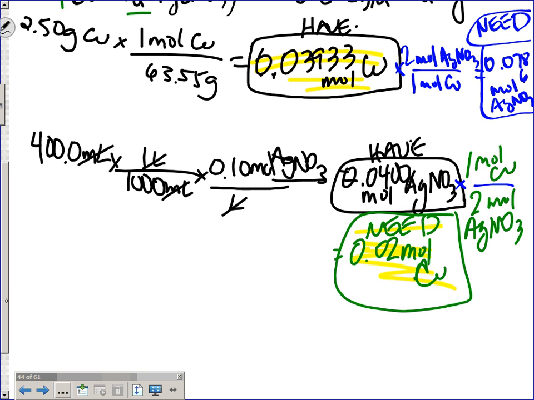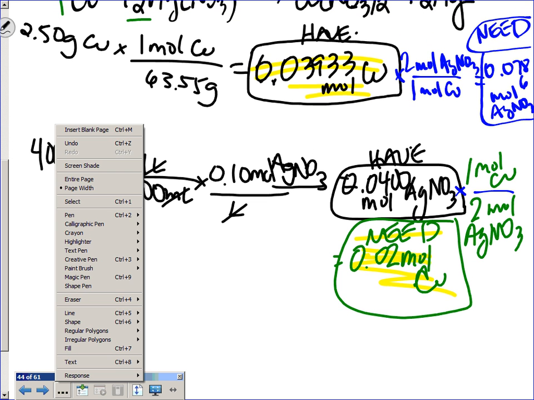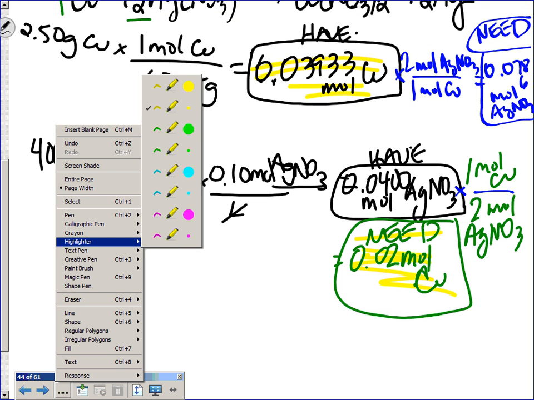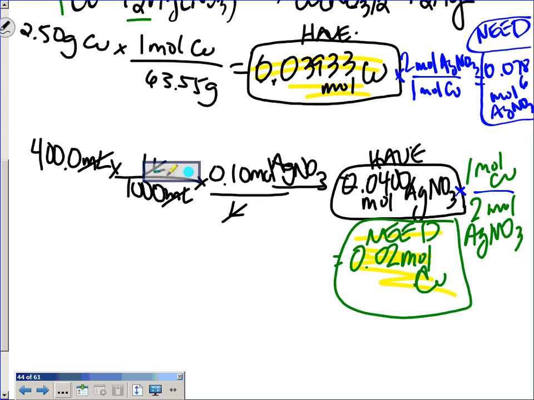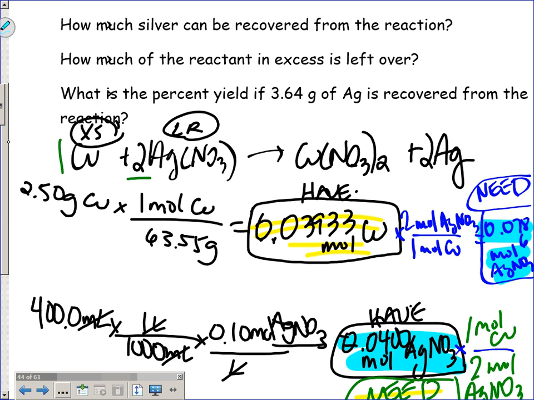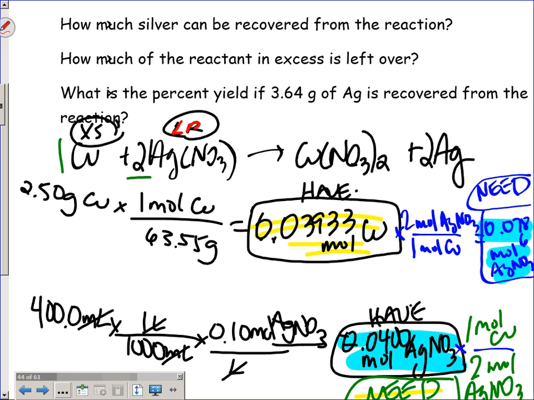So the silver nitrate, how much do I have? 0.040. Okay, label that for yourself or highlight it or star it. And then compare that to how much you needed of the silver nitrate, which was 0.078, and I got 0.04. What's going to happen here? Yes, you have less than what you need. You need a lot more. You're going to run out of that very fast. So that's going to be your one that runs out, meaning we call it the LR.